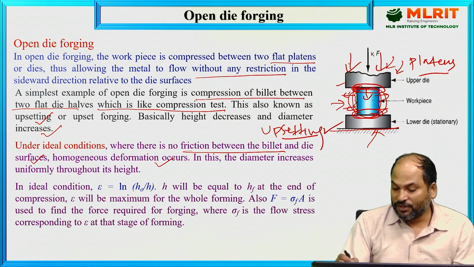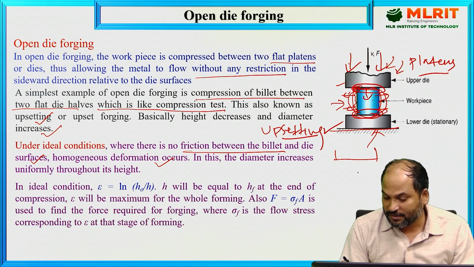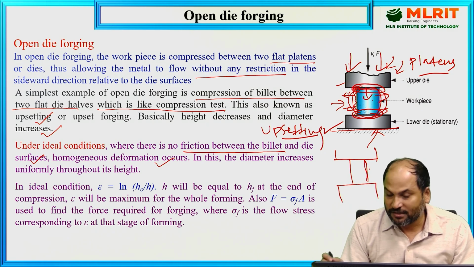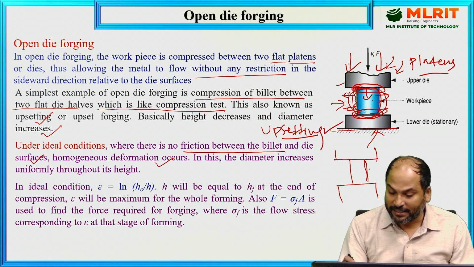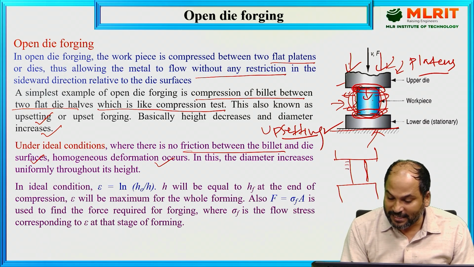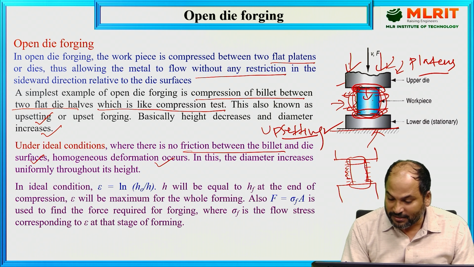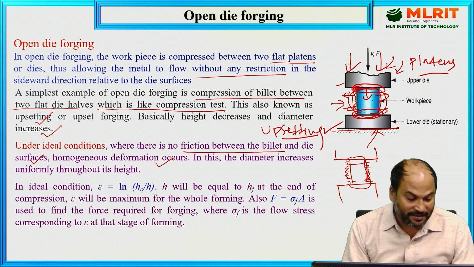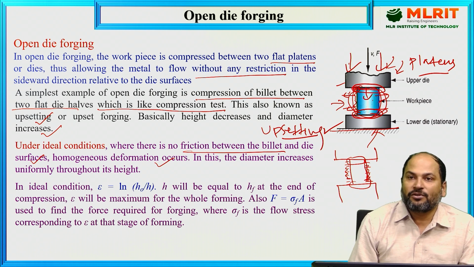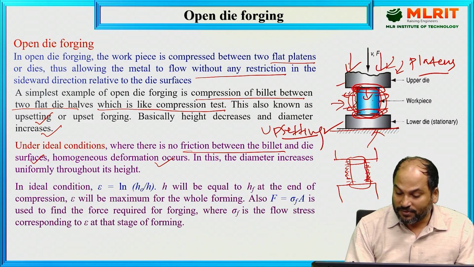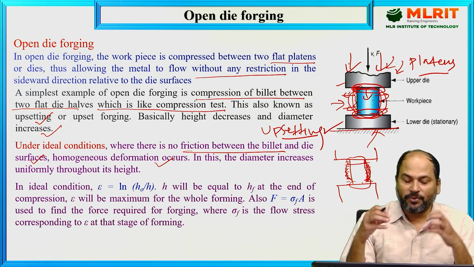So if we are deforming like this, and this is the material, the cross-section will increase uniformly throughout the height. Whatever the increase is at this point, everywhere it is going to be the same, so it will be uniform. But if friction is there in this area, the deformation in this part and in that part is not going to be the same. It is going to be a problem. Because of that, it will start bulging from the center.